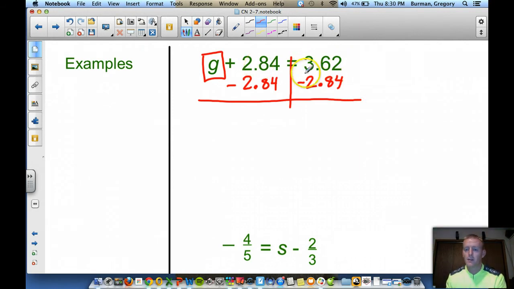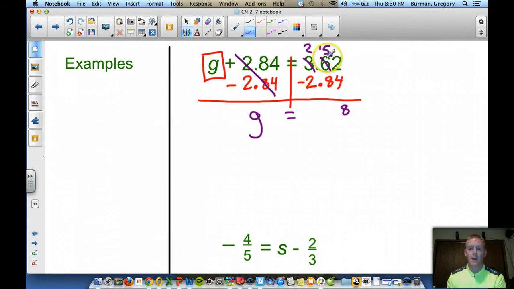Remember, with decimals, that we line up our decimal places so that things don't get too goofy. Now, 2.84 minus 2.84 is 0, so on the left-hand side we have G entirely by itself, and then all we have to do is subtract. So 2 minus 4, we're going to need to borrow. So that turns into an 8. 5 minus 8, need to borrow.